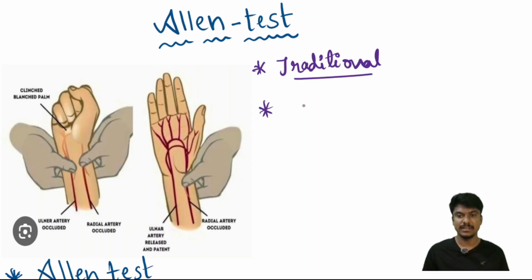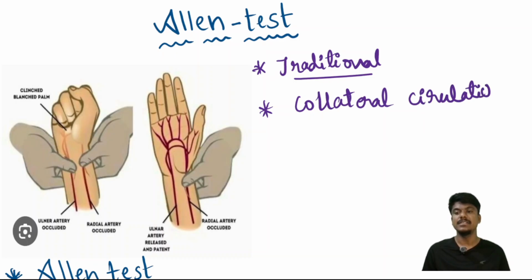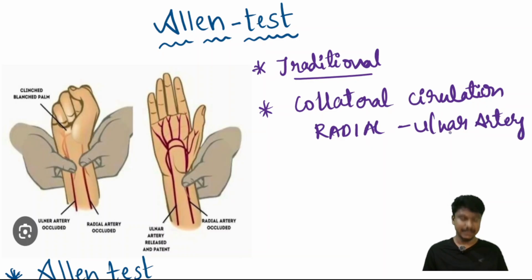What will we check in the Allen test? We'll check the collateral circulation. Mainly which arteries? Your radial artery and ulnar artery. Both arteries will be checked for patency. How will we perform the Allen test? We'll tell the patient to make a fist. After that, with both thumbs, we'll compress the ulnar artery and the radial artery, both.